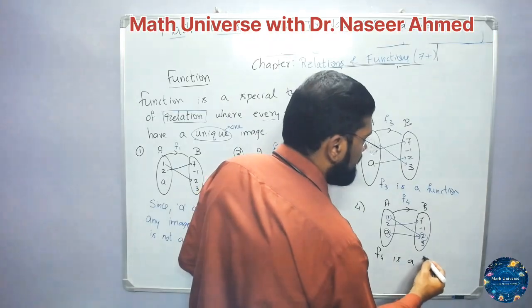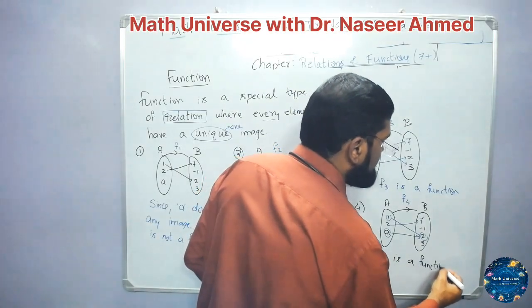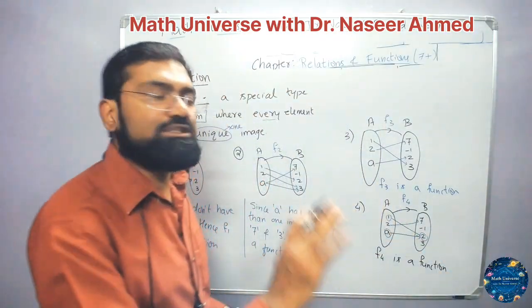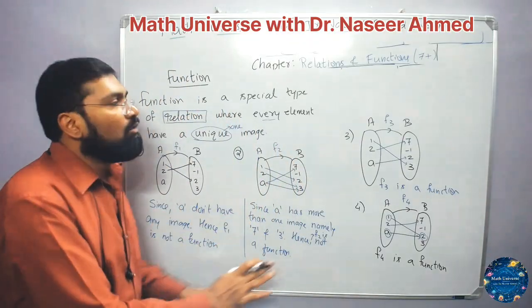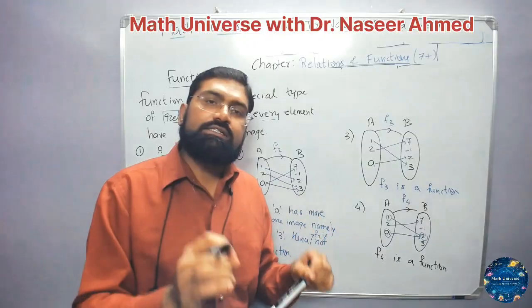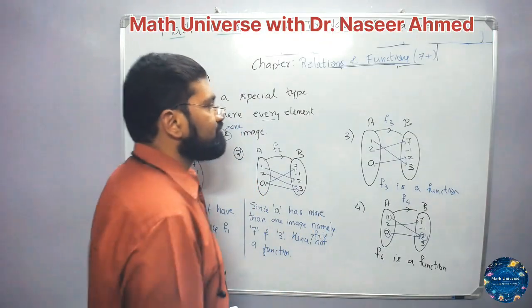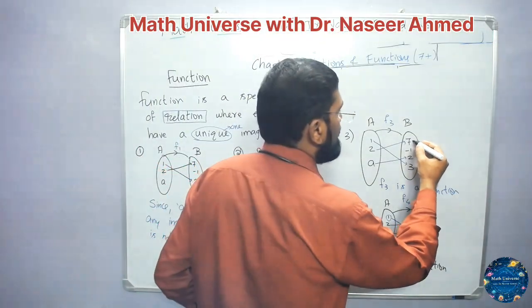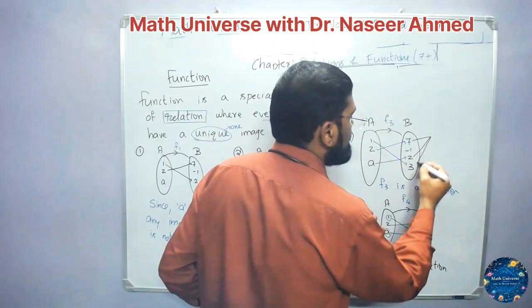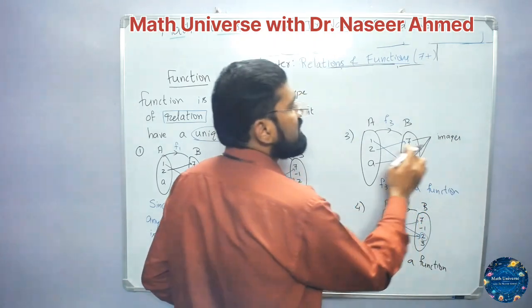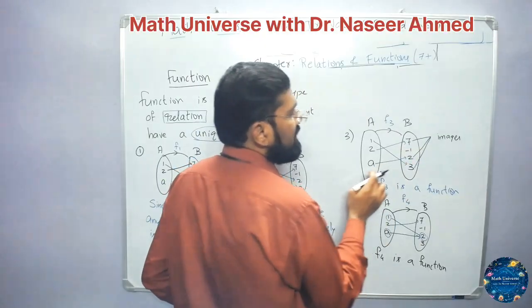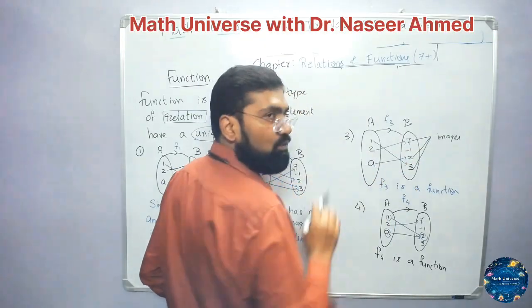F4 is a function. Now in this, I want some of the terminology to be understood by you. These two, no need to discuss, because both are not functions. Only for functions, I want you to understand some terminology. What are those? Now you see, the elements 2, 7, 3 are called images. 7 is the image of 2, 2 is the image of A, 3 is the image of 1.